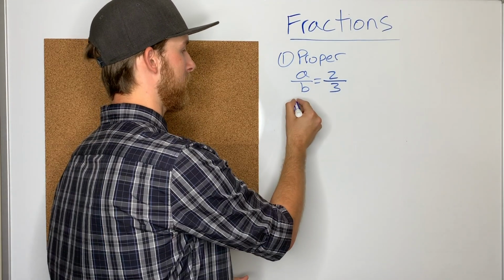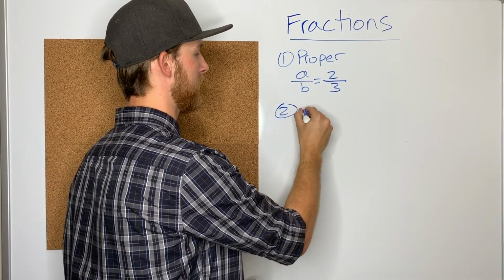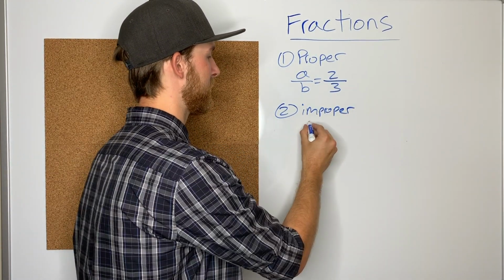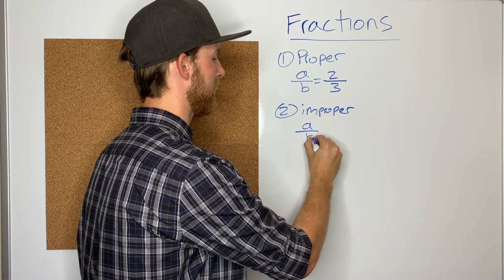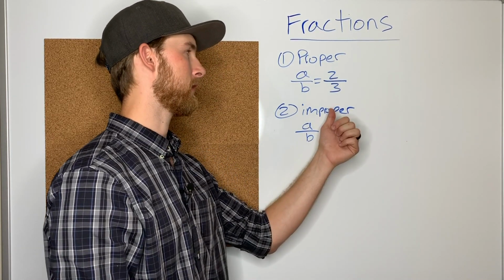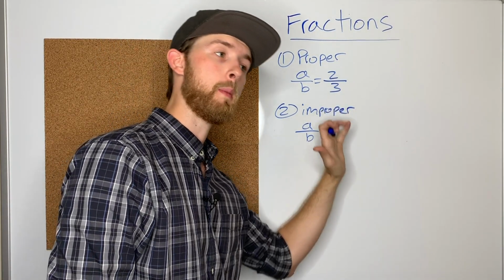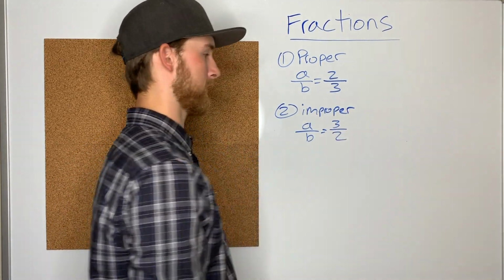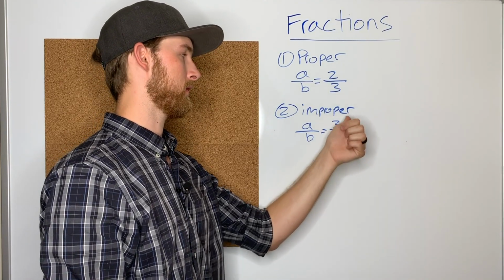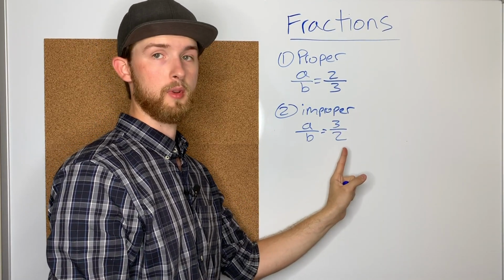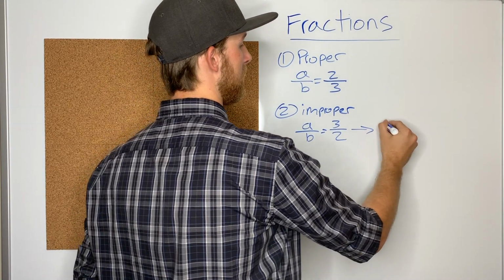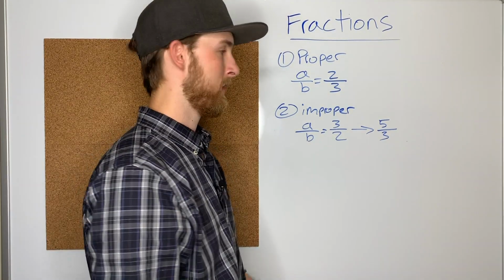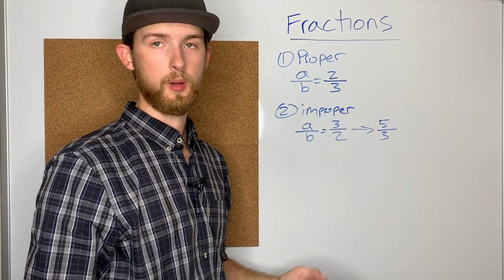So for the second type, we have improper. This one's the same type of form. You have A over B. But in this case, you're going to have the top number be bigger than the bottom number. So you have 3 over 2, for example. This would be an improper fraction. You have the top number bigger than the bottom number. Another example would be maybe 5 over 3. As long as the top number is bigger than the bottom number, it's an improper fraction.